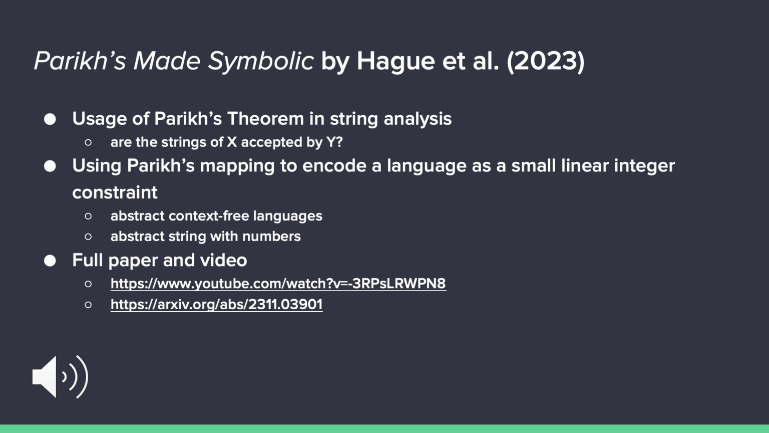So the usage of Parikh's theorem in string analysis involves determining if the strings of x are accepted by y. So we know that we can use Parikh's mapping to encode a language as a small linear integer, and these examples could include abstract context-free languages or abstract strings of numbers. And attached below are two links that provide us the full paper explaining Parikh's theorem made symbolic by Hague, as well as the full video on YouTube that will allow us to better gain an idea of this. And now we will delve into the references in the following slides.